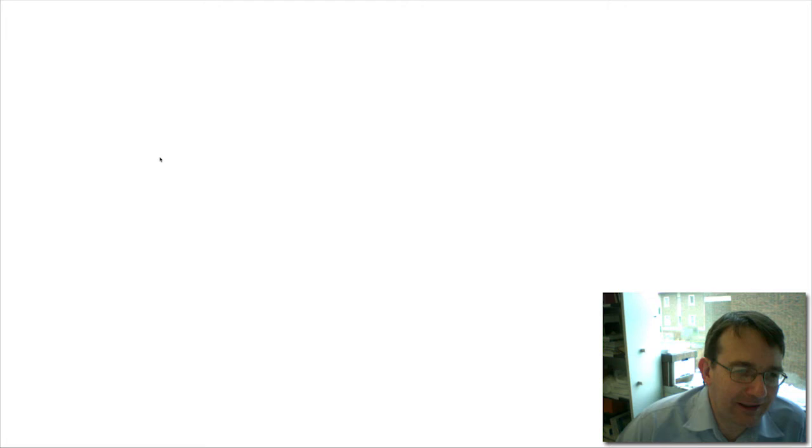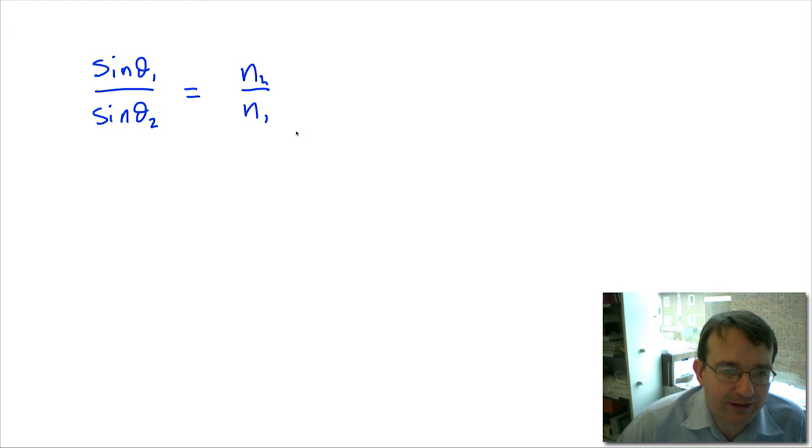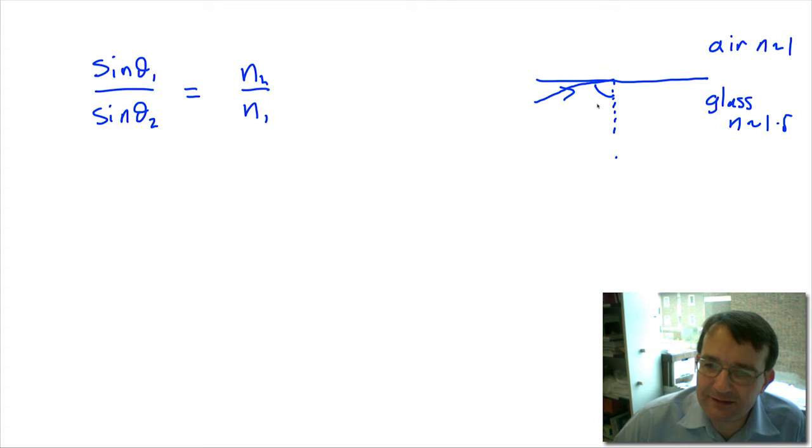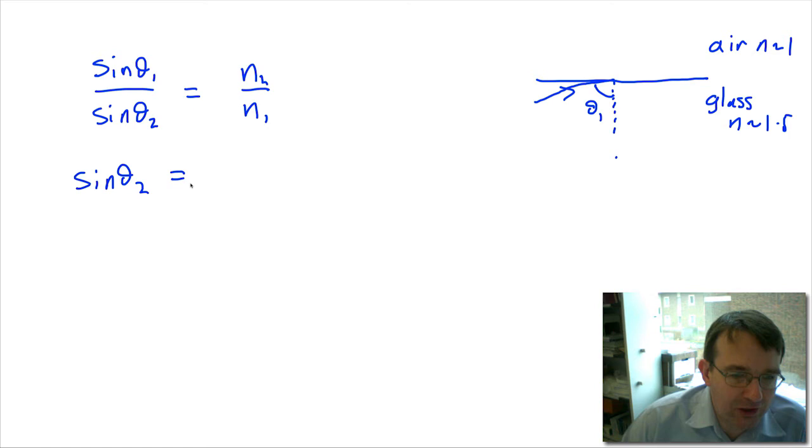Supposing I write this down, here's the sine of my angle of incidence, and I divide it by the sine of the angle of refraction, and this is equal to the refractive index of the new medium divided by the refractive index of the original medium. But supposing the situation I have now is that I'm starting in glass, where n is roughly 1.5, and I'm going into air, where n is roughly 1. I'm going to come in at a very, very large angle like this. So this is my ray coming in, this is theta 1. I'm going to rearrange this, and so the sine of theta 2, remember, my angle of refraction, is going to be equal to n1 over n2 times the sine of theta 1.